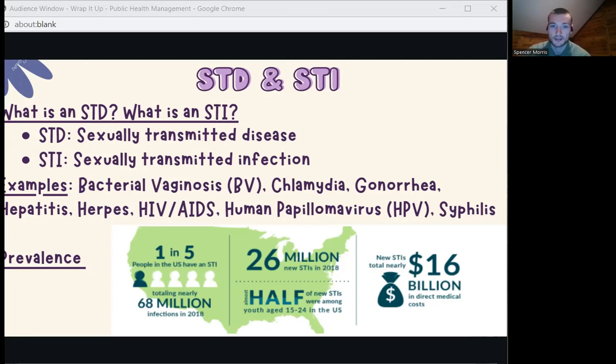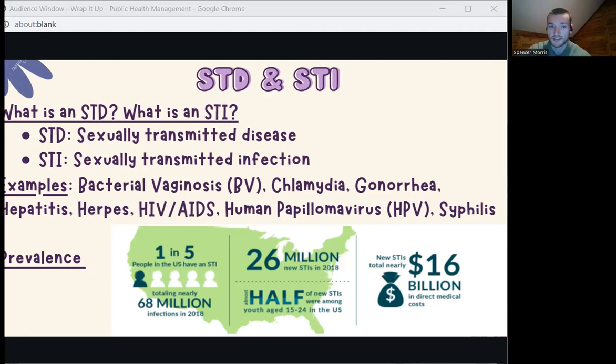So as you can see, there are various examples of different STDs or STIs. I will use them interchangeably, but again, they mean the same thing, and they are considered to be an umbrella term of various sexually transmitted conditions. You can see more common ones you may know, such as chlamydia, gonorrhea, HIV, syphilis, and there are also different ones that are more commonplace as well, but may be less known.